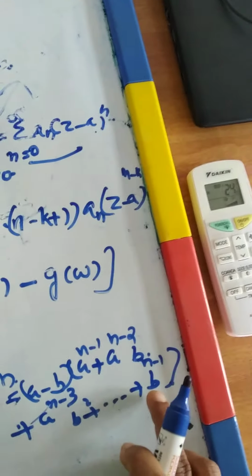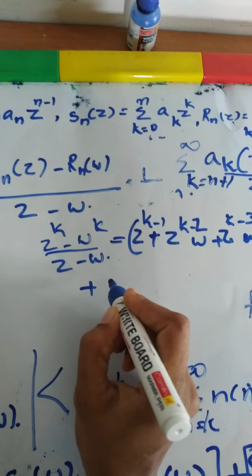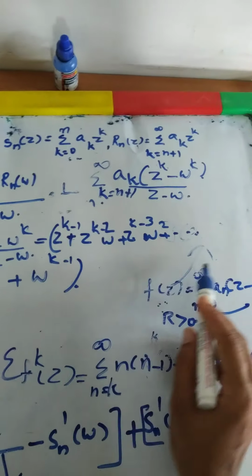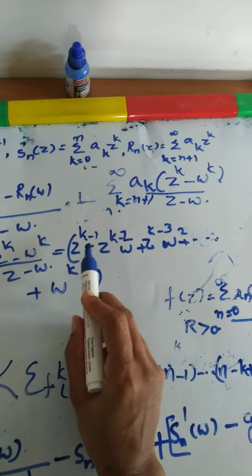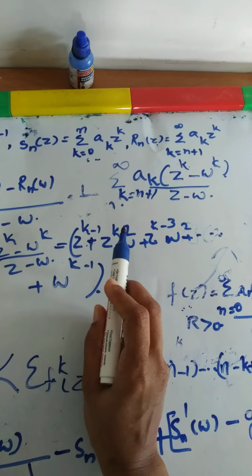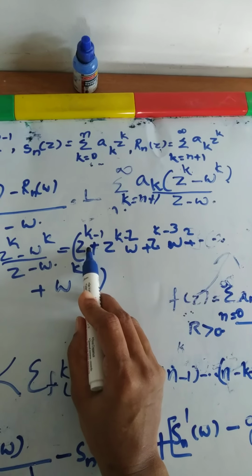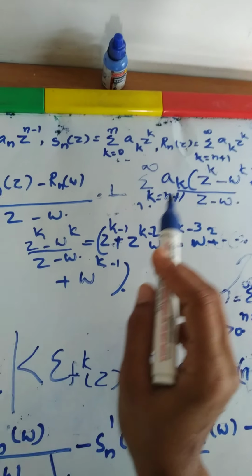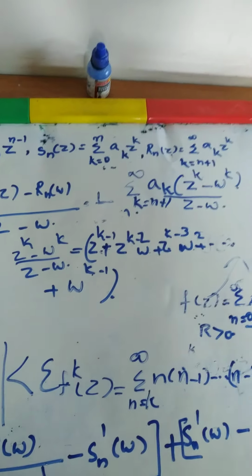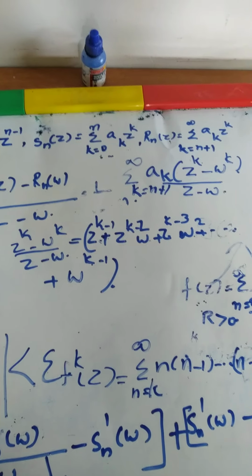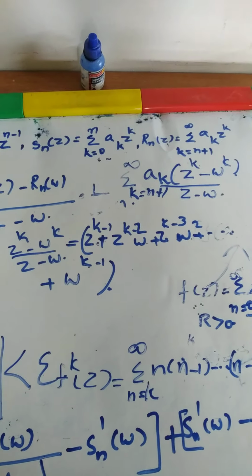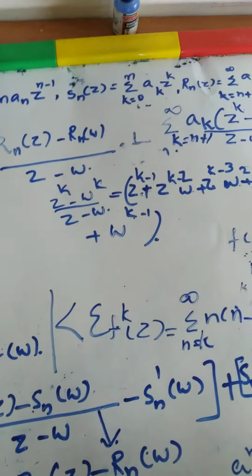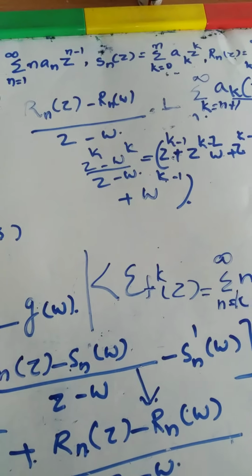Just look at b raised to n minus 1. So the last term is w raised to k minus 1. How many terms are there in this expansion? w raised to 0 is 1, then w, w square, up to w raised to k minus 1. So you know that there are k terms. Okay. So also you know that mod z is what?